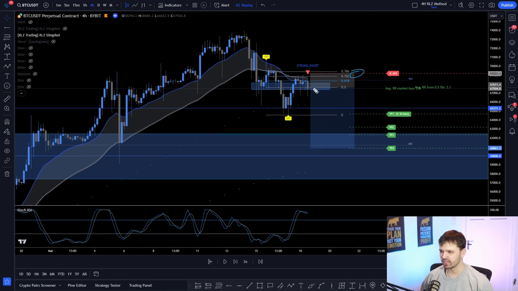Look at the stop loss right here. Got the entry on the 50% fib. TP, TP, TP, TP. This is on Bitcoin.